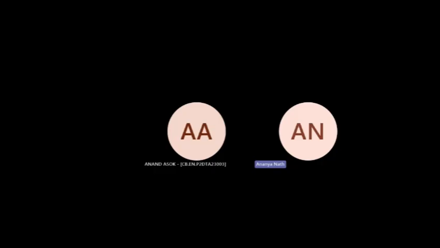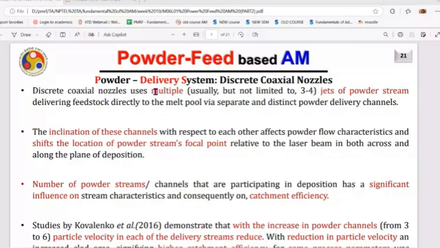Last class, we talked about the wire-based additive manufacturing process. First, electron beam-based wire AM, and then laser wire AM. We also started the powder-based laser AM, and the powder-based one was mainly the powder feed one. So today we will be talking about the powder feeding technology and, along with it, the powder-based additive manufacturing process. If you have any doubt from the previous class, you can ask.